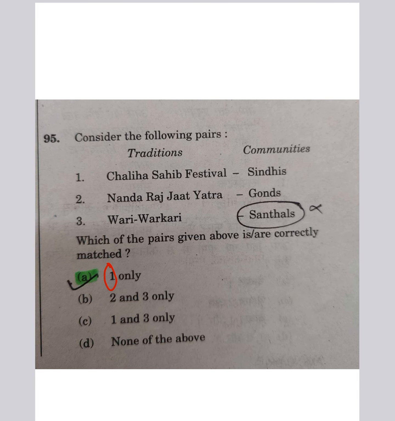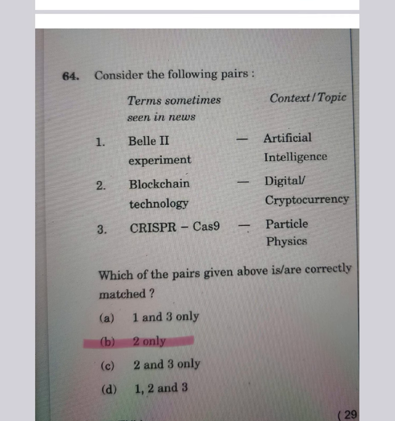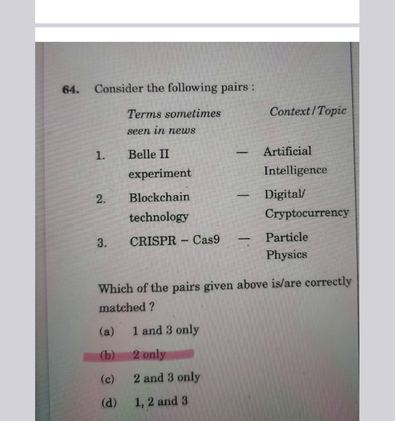Now you can see there are 2 options which have 2 correct. But here you can clearly say that Wari Warkari is from Maharashtra, and you can eliminate option 3, so you can come to option 1. So 1 is always correct in that particular question. Here you can say the trick failed, but everyone in the examination knows CRISPR is not related with particle physics, it's related with gene editing. So we can purposefully eliminate option 3.